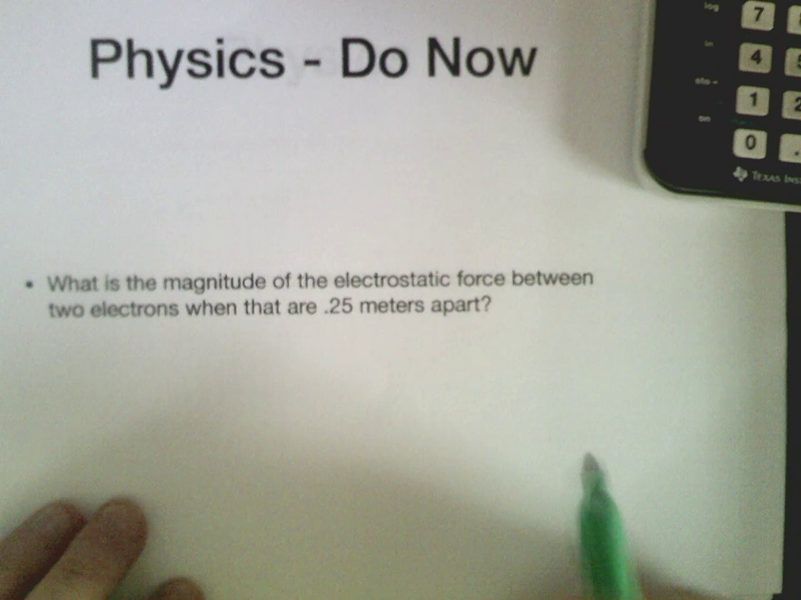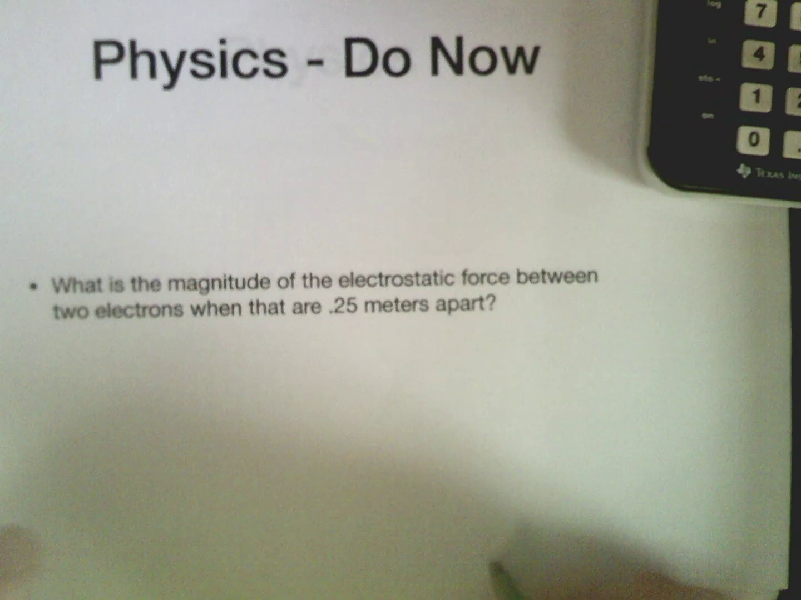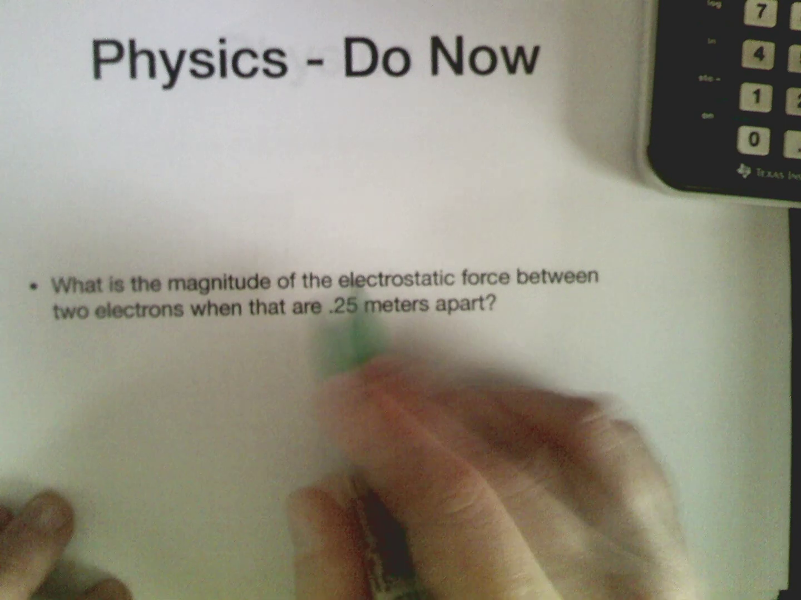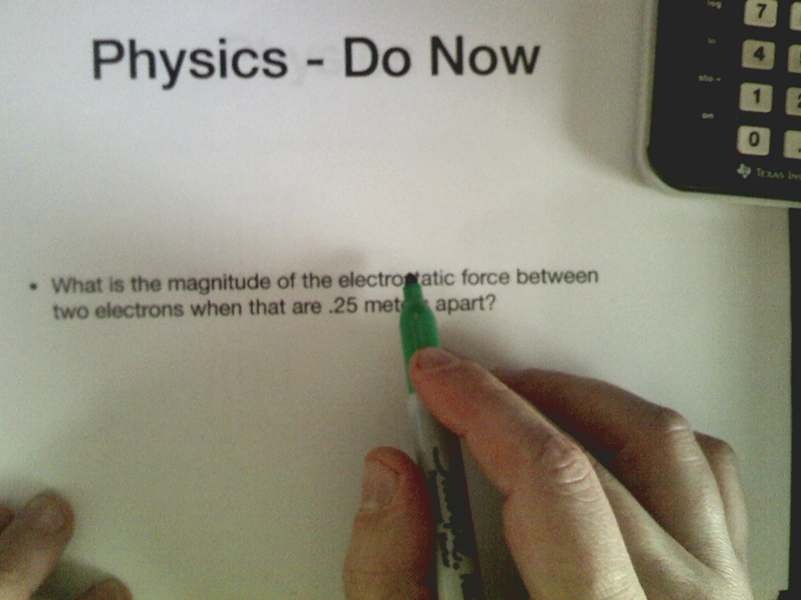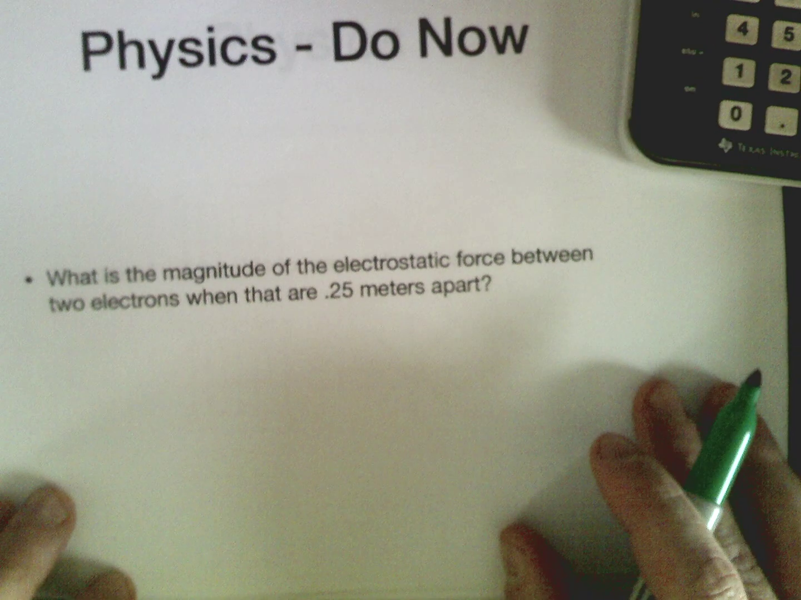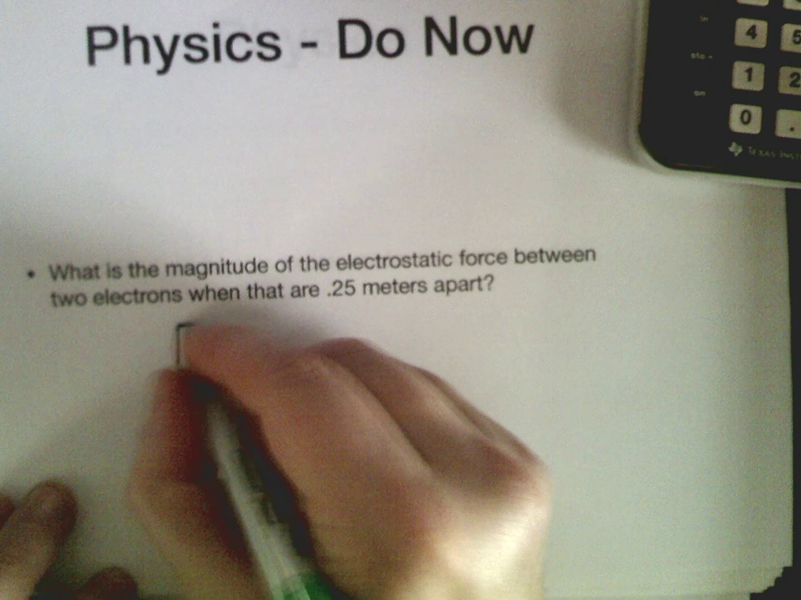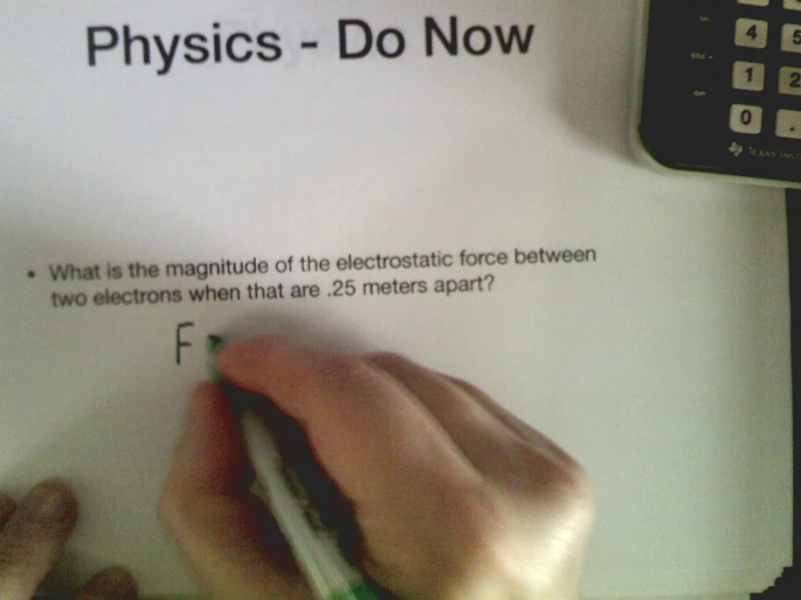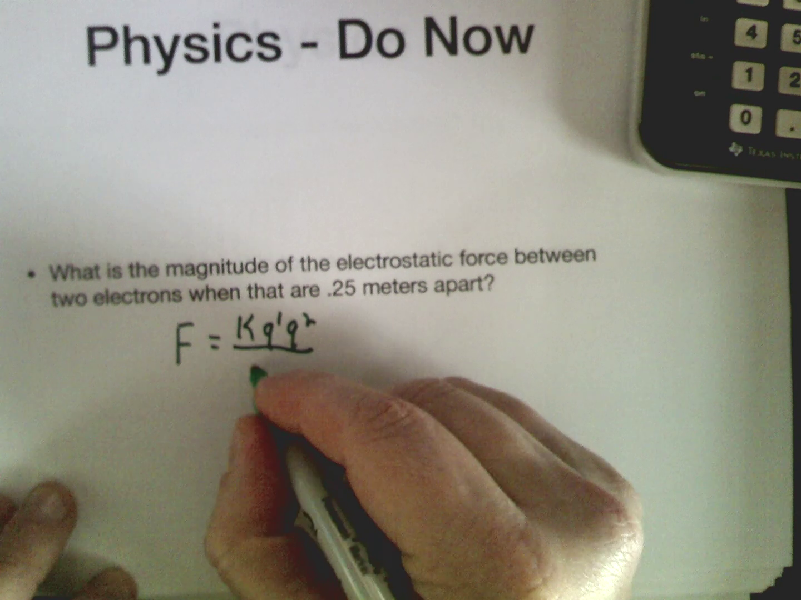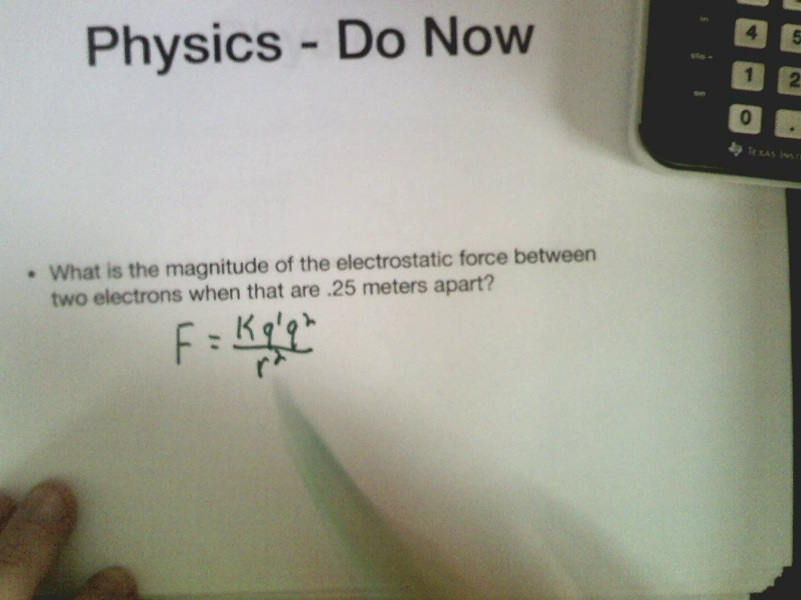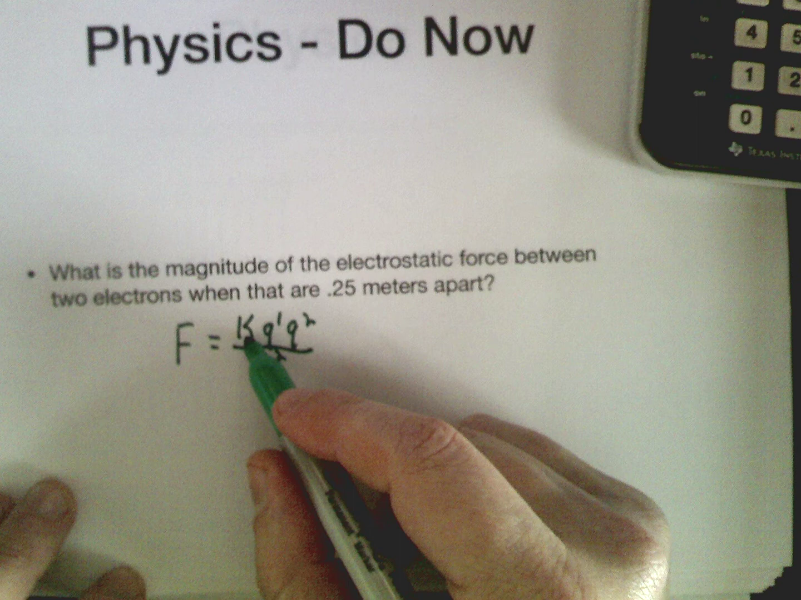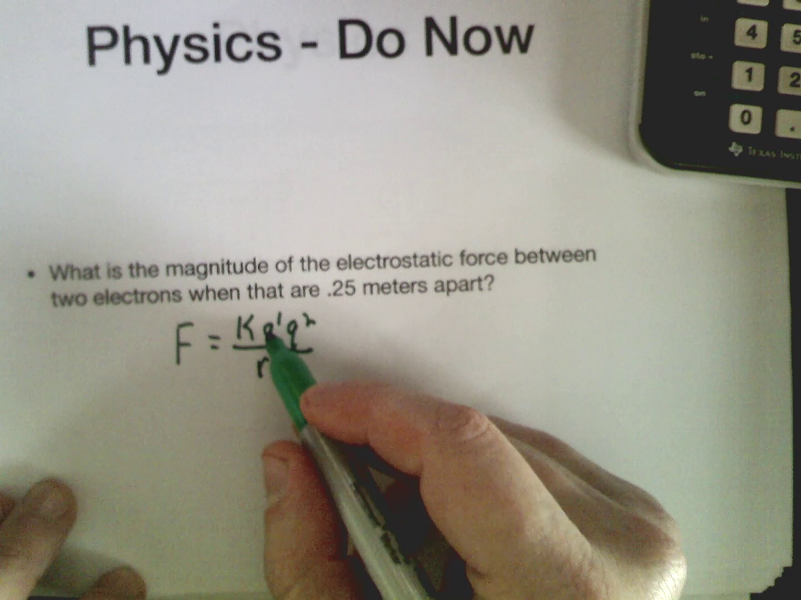The do now starts with probably the hardest, as far as time-consuming, problem. What is the magnitude of the electrostatic force between two electrons when they are 0.25 meters apart? Okay, so electrostatic force is kind of like the force of gravity. It reminds me of that, especially because it's got the inverse square distance between the two centers, just like gravity. You got a constant up here, like the gravitational constant. Instead of mass, you have charge.